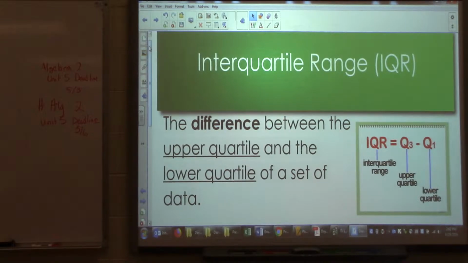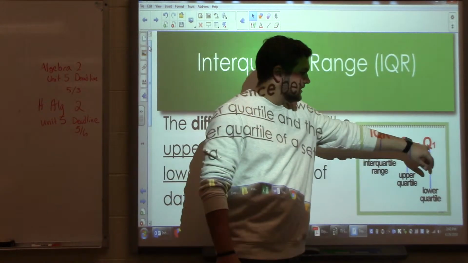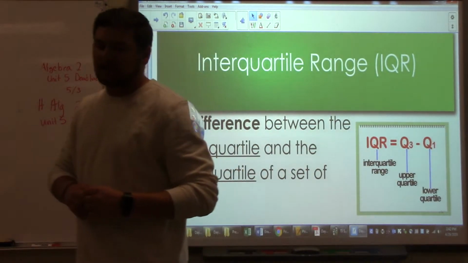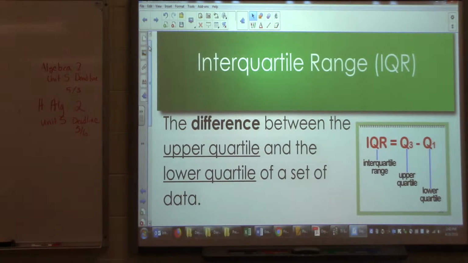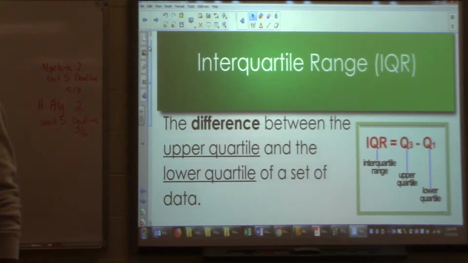So the inner quartile range, the IQR, is the difference between the upper quartile and the lower quartile of a set of data. Sometimes you'll see it written as Q3 and Q1 for upper and lower quartiles. Sometimes you'll see UQ as upper quartile, LQ as lower quartile. We'll talk about what those actually are and how you find them in a second. But the difference between those two, so take the upper quartile, subtract the lower quartile to find your IQR. Alright? We all have that written down? Any questions on it?